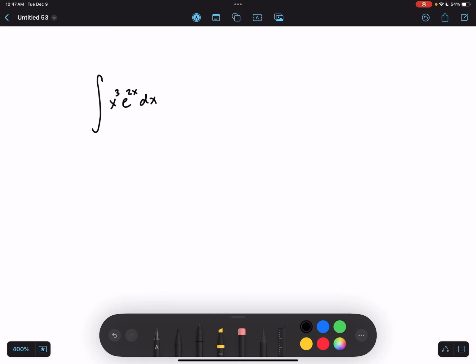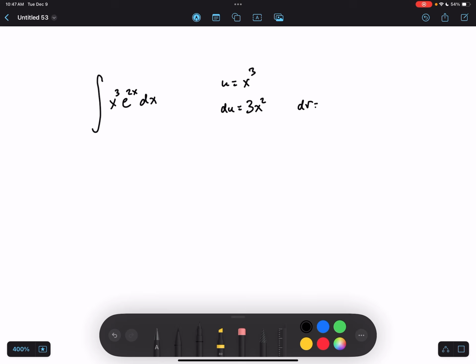So here we have the integral of x cubed e to the 2x dx, and this is a clear product between x cubed and e to the 2x, and because it's a product we know that it's integration by parts. Now I'm going to start off by letting u equal x cubed, that way we can simply differentiate that and get 3x squared as our du.